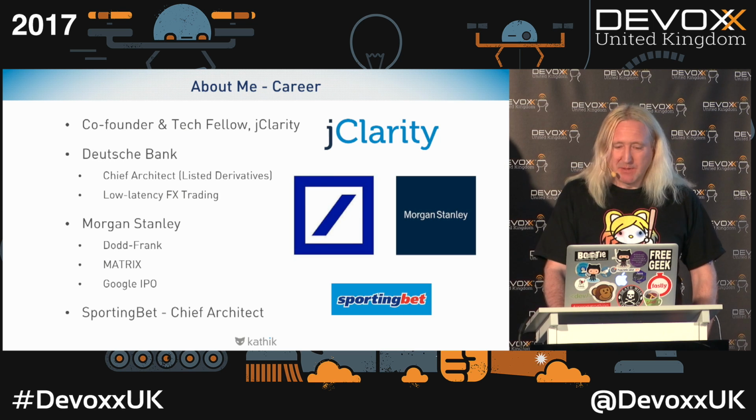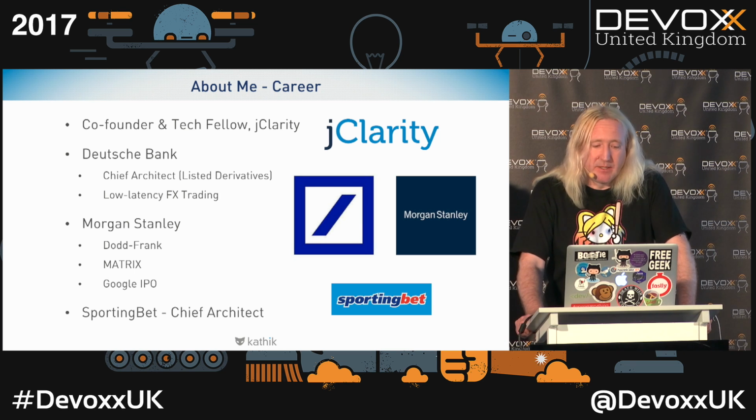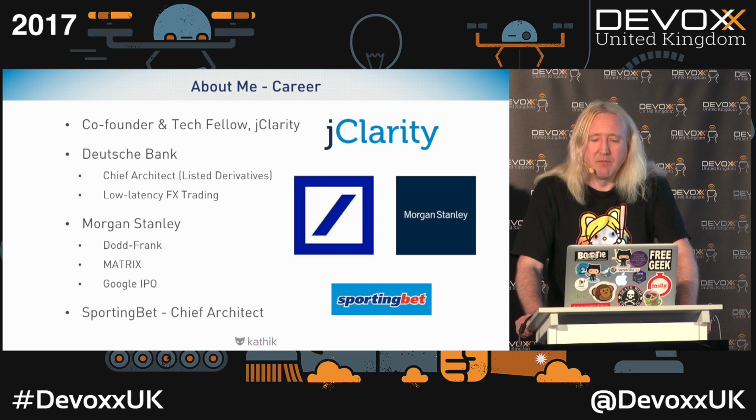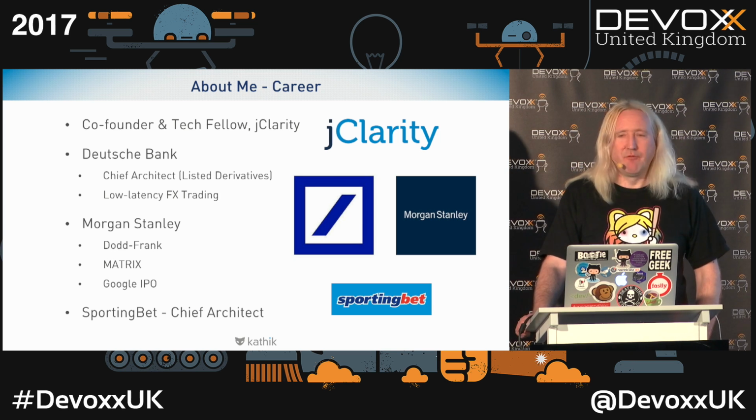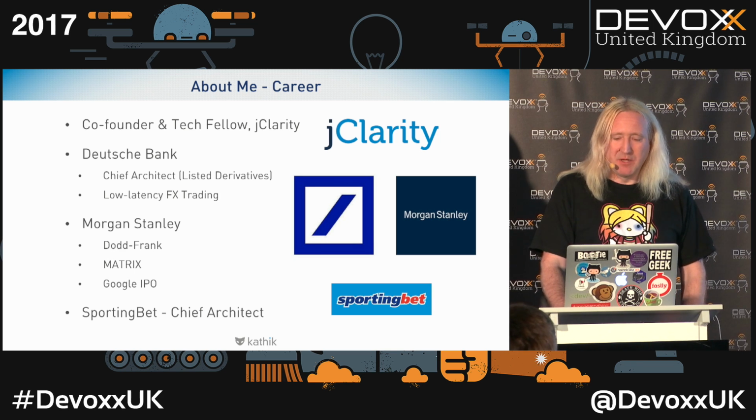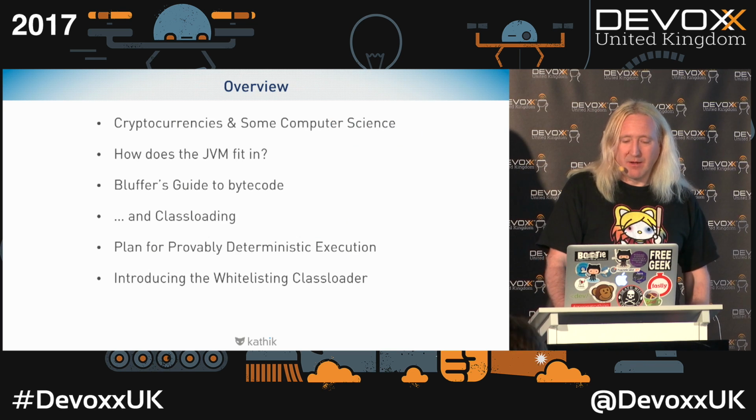Career-wise, I've spent most of my time in banks. I founded a startup called jClarity. I was chief architect for listed derivatives at Deutsche Bank, and before that Morgan Stanley. So I've seen quite a few financial systems, and I'm interested in cryptocurrency from both the technical and the financial point of view. I don't think necessarily that they're going to be the thing which changes the finance system as we know it, but there are certainly some fascinating computer science aspects in there, and that's how I got involved in this project.